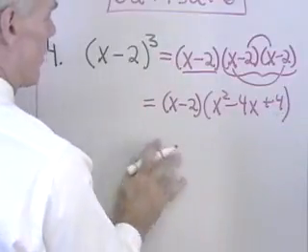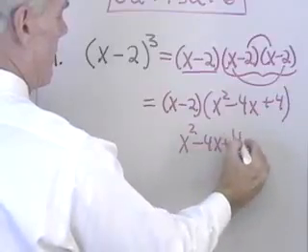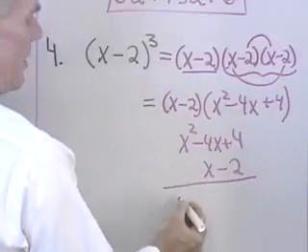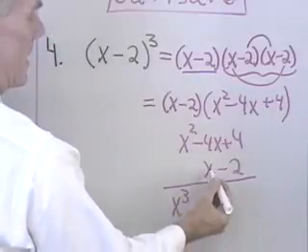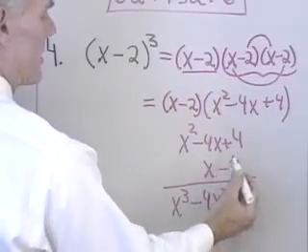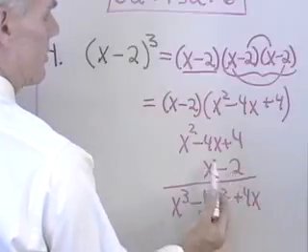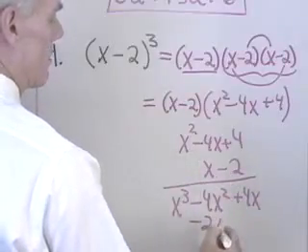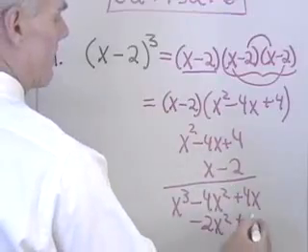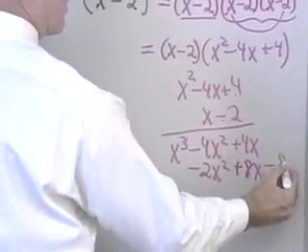Now I need to multiply x minus 2 times this. So let's do this in a sort of column arrangement. x times x squared, x cubed. x times negative 4x, negative 4x squared. x times positive 4, plus 4x. Now, negative 2 times x squared, negative 2x squared. Negative 2 times negative 4x, positive 8x. Negative 2 times positive 4, negative 8.